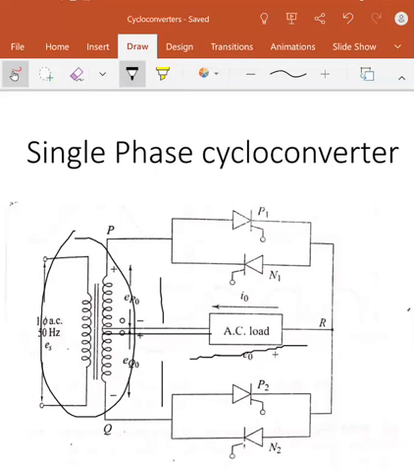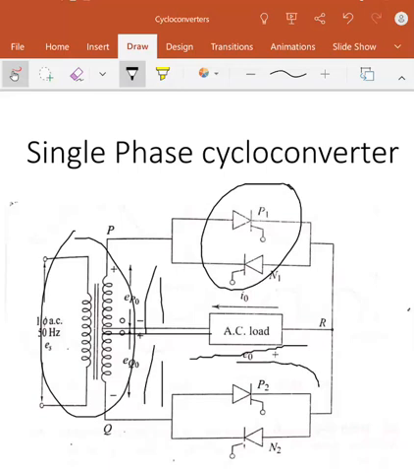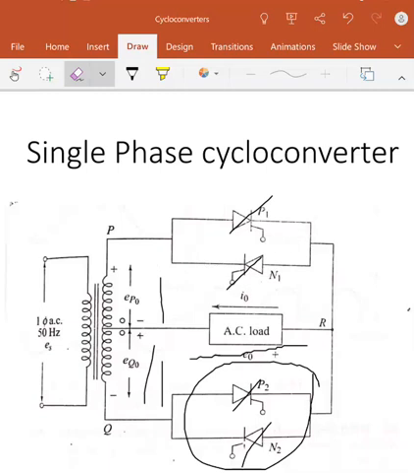The first voltage will be applied to the load through this circuit, and the second voltage is applied to the load through this circuit. So we have combined two circuits. These are nothing but anti-parallel connected SCRs, and we have named them P1, N1, P2, N2. Why it is not P1, P2 and N1, N2, we will discuss in detail. Coming back to the circuit again.